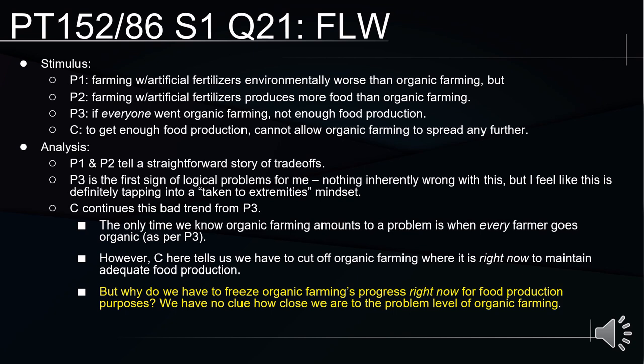The problem is that we have no clue how close we are to the problem level of organic farming, and to unpack that even further, we don't even know that the problem level of organic farming only exists at the 100% level. Yes, it is true that we would have problems indeed if everyone went organic, but maybe we would also have problems if like 96% of people went organic. They don't really tell us if there's a range to the problem zone, right?